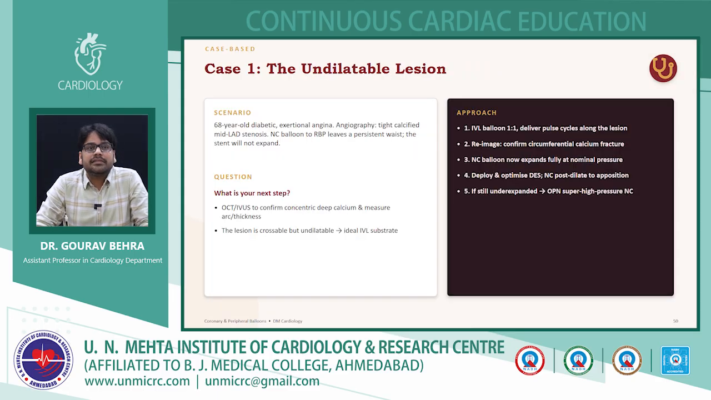So these are some cases. Like a 60-year-old diabetic with exertional angina, angiography shows tight calcified mid LAD stenosis. When you are using an NC balloon to RBP, it leaves a persistent waist, so the stent is not expanding. So what is the next step? You can use imaging to confirm the deep calcium and measure the arc and thickness. And if the lesion is crossable but undilatable, you can use IVL. And if the lesion is not crossable, you have to use rotablation.